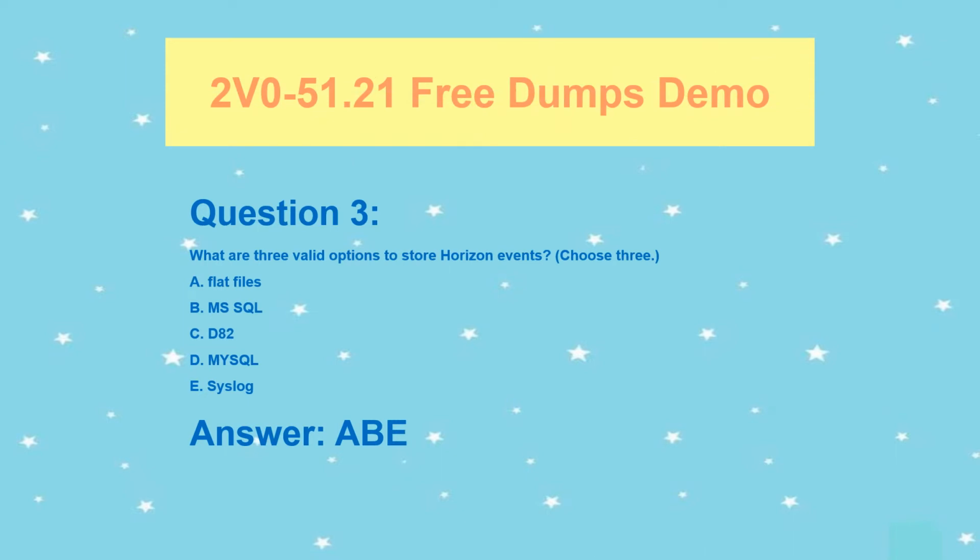Question 3. What are 3 valid options to store Horizon events? Choose 3. A. Flat files. B. MS SQL. C. DB2. D. MySQL. E. Syslog. Answer: A, B, E.